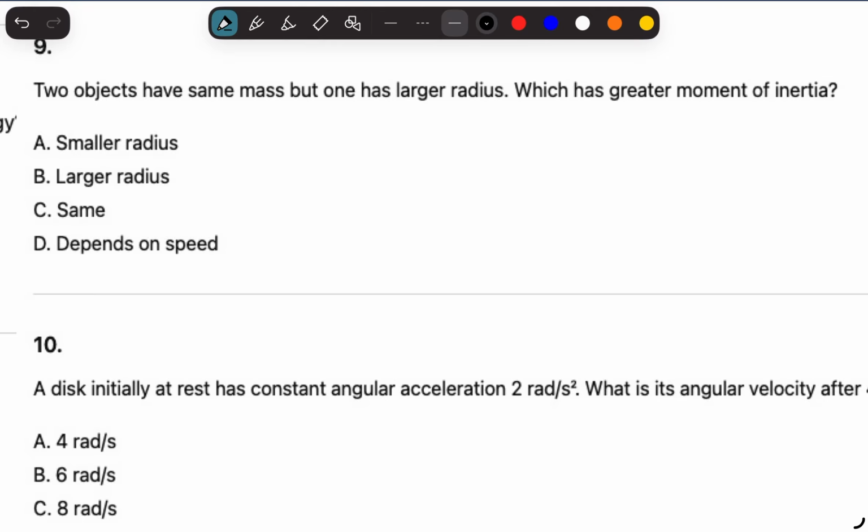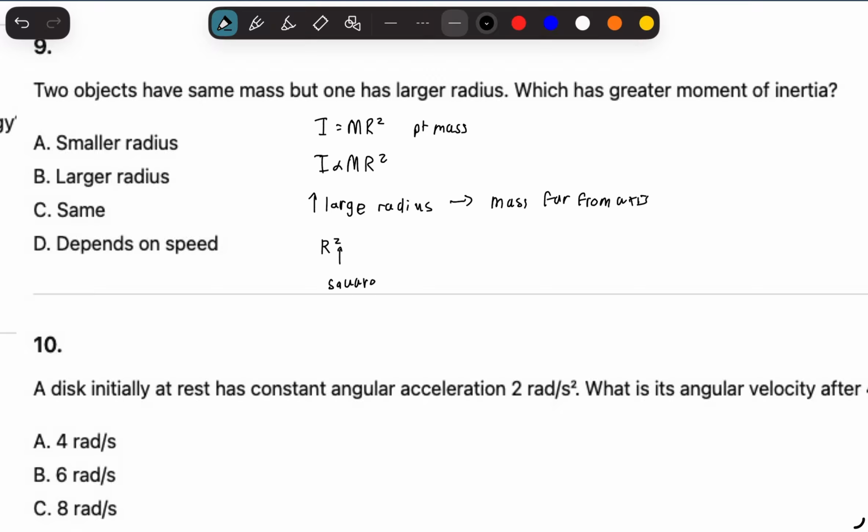Two objects have the same mass, but one has a larger radius. Which one has a greater moment of inertia? So in I is equal to mr squared for a point mass, we can see if we examine the relationship proportionally, I is proportional to mr squared. So that means that if you have a large radius, that's going to mean your mass is far from your axis. And because it's going to be r squared, that's going to mean you have a much larger inertia.